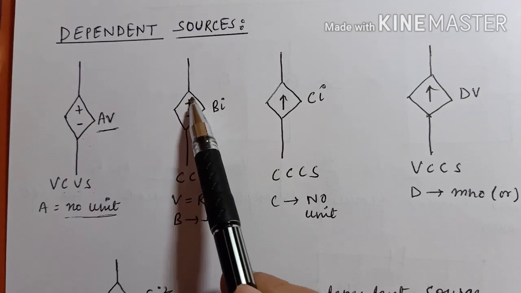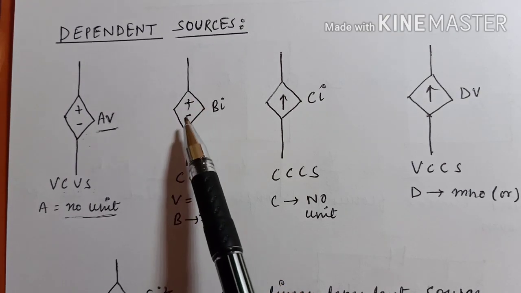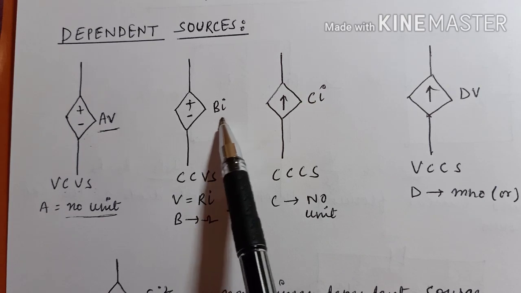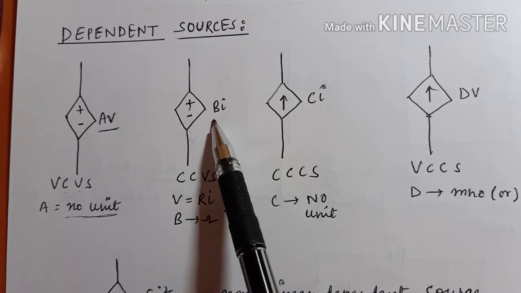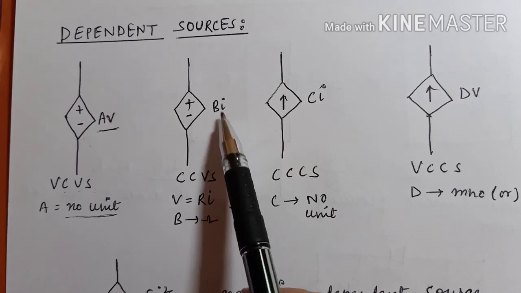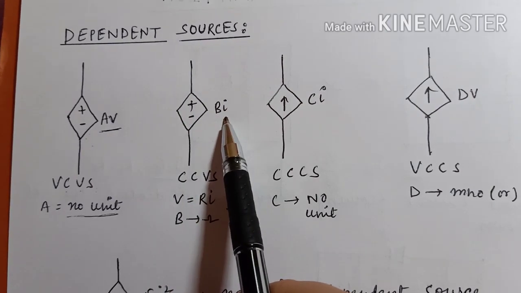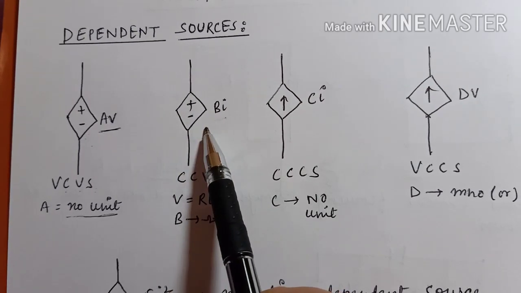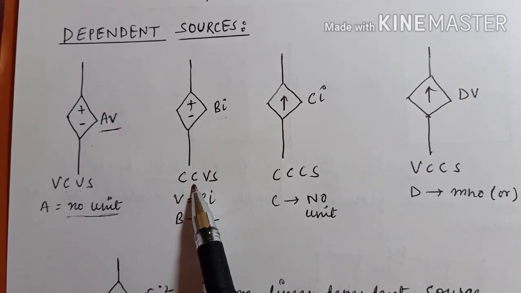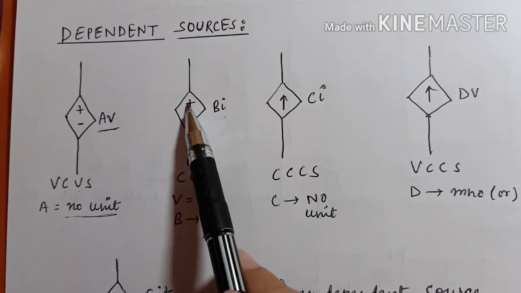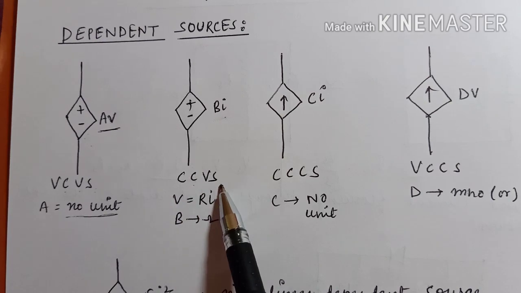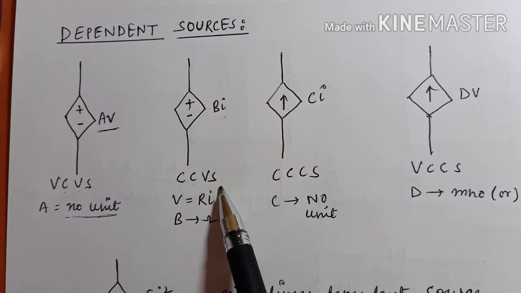Clear? Next, see here, this is in diamond shape, means this is a dependent source, and here polarities are plus minus, means this is a voltage source, and this voltage source is having a magnitude of BI. B is your constant, I is the current, means this voltage source is depending on the current. Clear? That's why this dependent source is called current control voltage source.